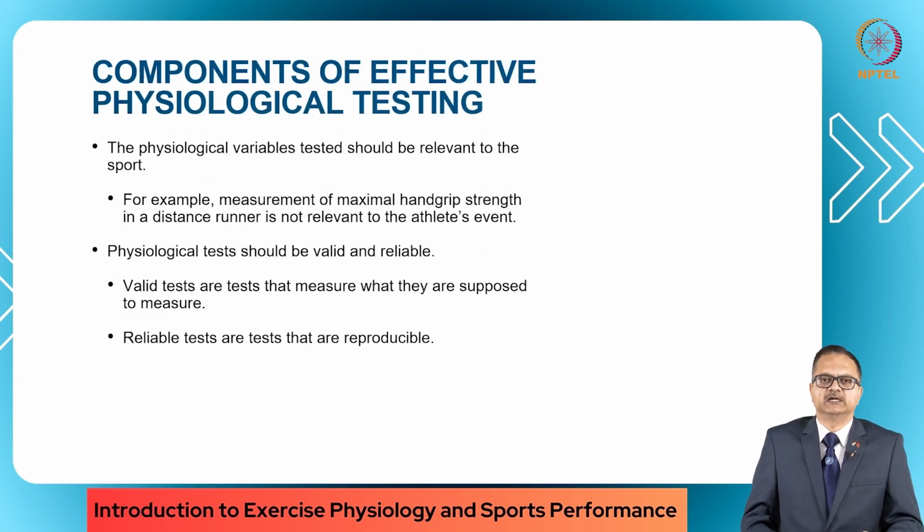There are several components of effective physiological testing. The physiological variables tested should be relevant to the sport. For example, if you test maximal hand grip strength in a distance runner, it is definitely not relevant to the distance runner. Physiological tests should be valid and reliable. Valid tests are those which measure what they are supposed to measure, and reliable tests are those tests which are reproducible.